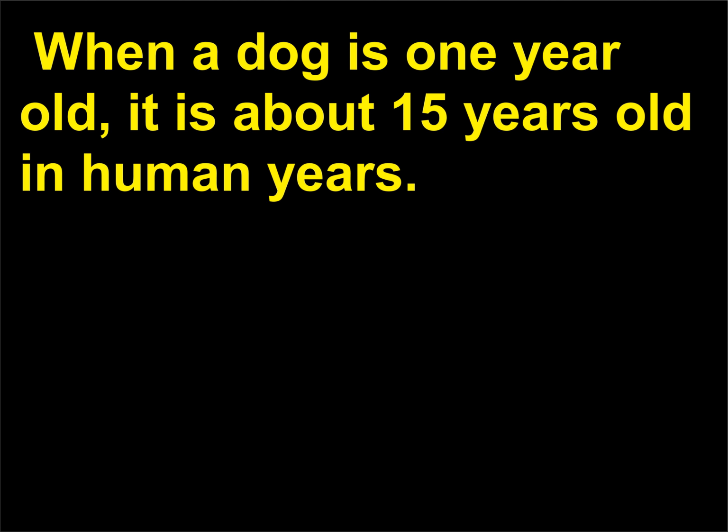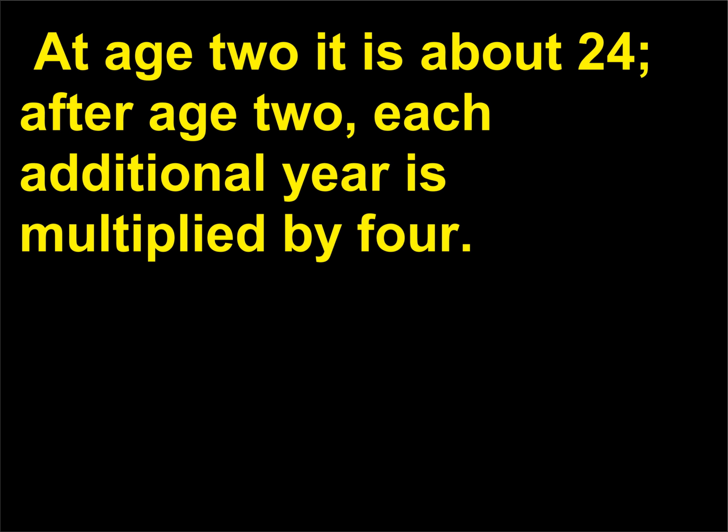When a dog is 1 year old, it is about 15 years old in human years. At age 2 it is about 24. After age 2, each additional year is multiplied by 4.